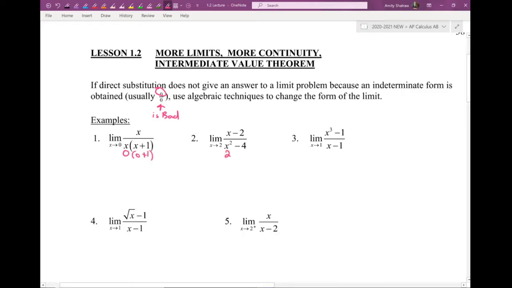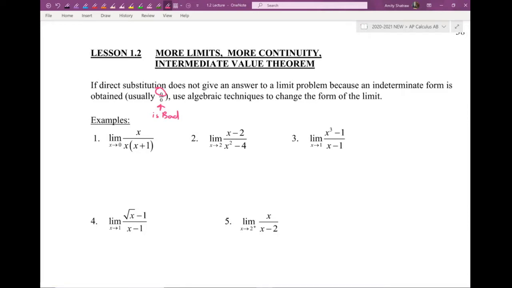And here, if I plug in a 2 and I square it and then I take away 4, that would also be 0, and that would also be bad. And here, 1 minus 1 ends up being 0. And here, this one's a little bit tricky because I'm not going to plug in 2 exactly anyways, so we'll come to it in a moment. So is there anything that we can do to still find a limit even though my immediate path of just plugging in the number didn't work?